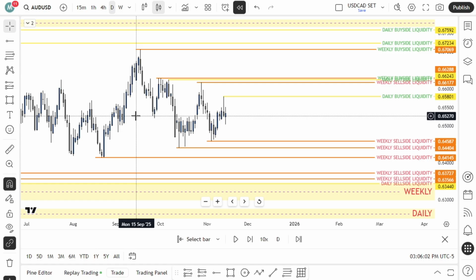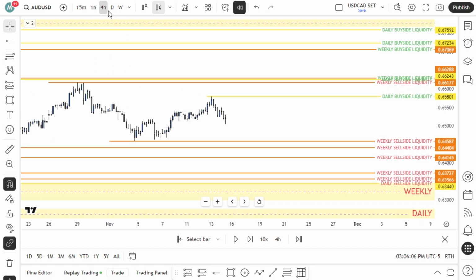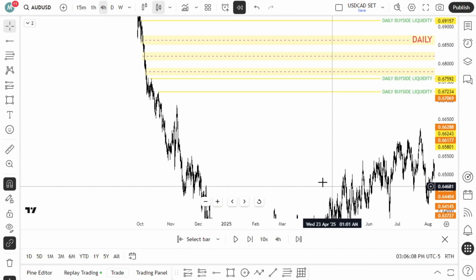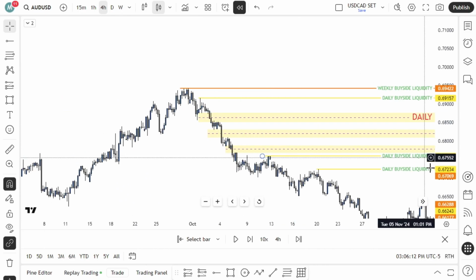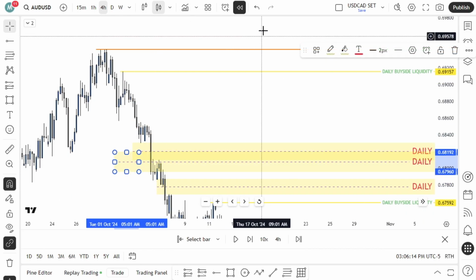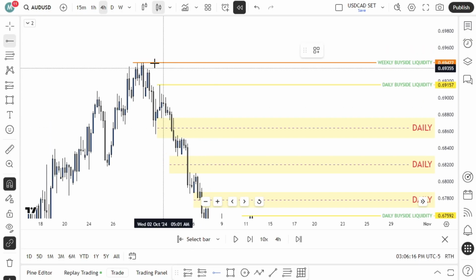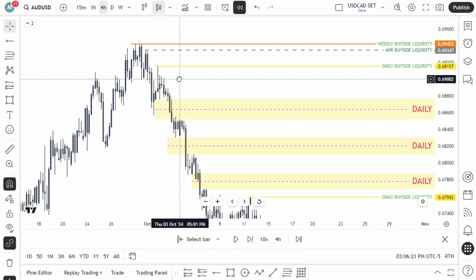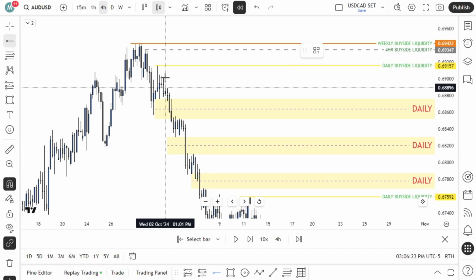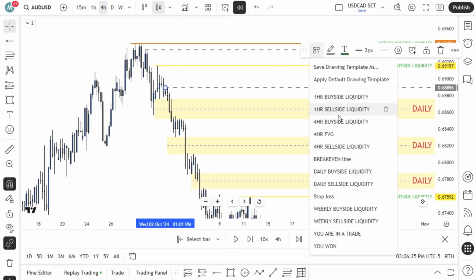Now let's go ahead and scale down to the 4-hour time frame. And now we start from the left, making our way over to the right. We have 4-hour buy side. And next, 4-hour buy side.